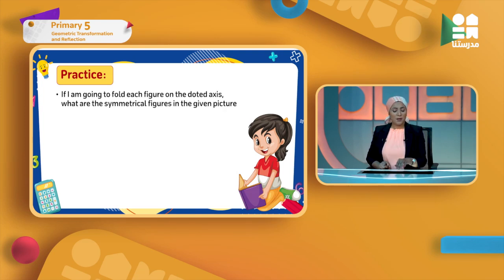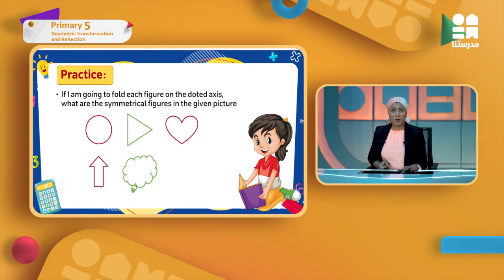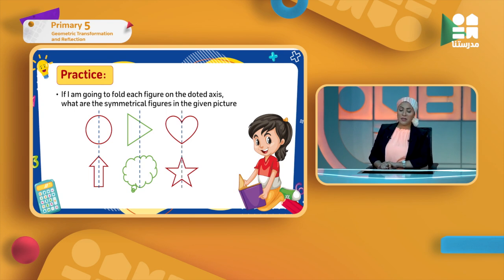Let's practice. We're going to fold each of the following figures in front of you around its axis, or around a dotted axis that I'll draw myself. So let's see what the symmetrical figures are in the given pictures. Again, symmetrical figures are the figures that, when I fold them around the axis of symmetry that I drew, the two parts are identical.